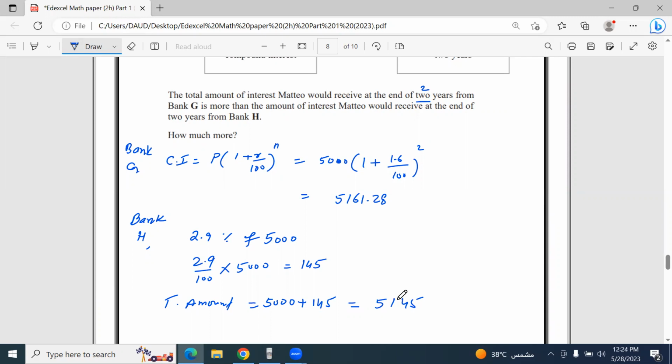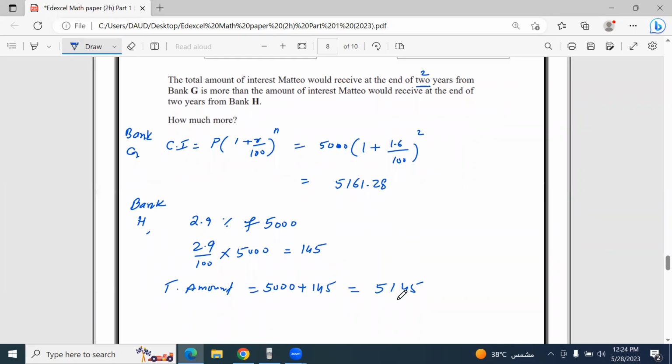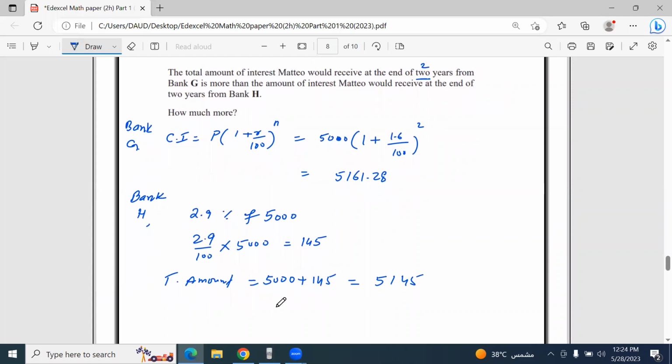What they want is how much more bank G gives than the amount Matthew would receive at the end of 2 years from bank H. How much more? So we'll find the difference of these two, and you will find the answer of how much more.